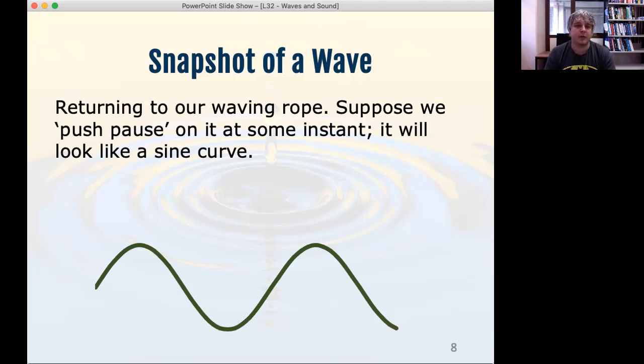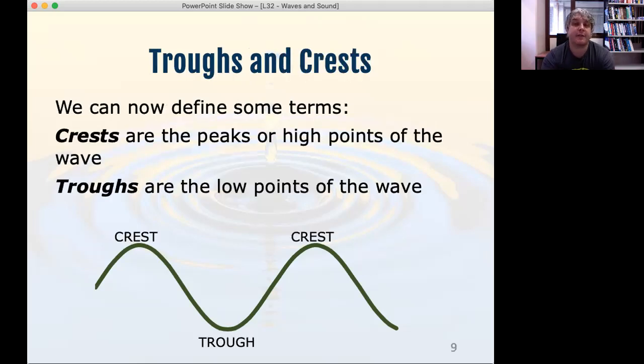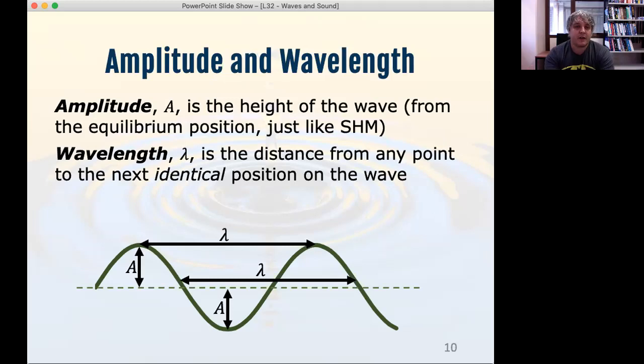But if we push pause on it and just look at a freeze frame snapshot of it, then we can define some terms. We have crests, which are the high points, the peaks, and troughs, which are the low points. So crests and troughs are just those points of maximum displacement. Amplitude is the height of that wave, so that distance, the measurement of that maximum displacement.